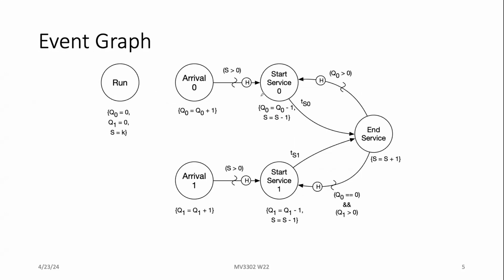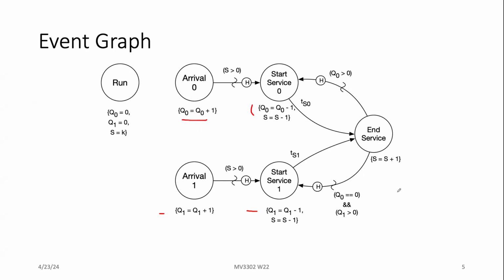Now the other thing is that when you see a pattern like this, looking at this, we see the arrival 0 event changes the state of the Q0 state variable, and the start service 0 event changes the state of the Q0. Likewise, arrival 1 changes the state of Q1, start service 1 changes the state of Q1. And so that suggests, what if instead of having separate events for these, we had just one event of the same name, but passed in what type it was doing.